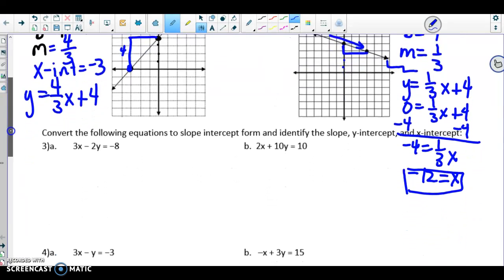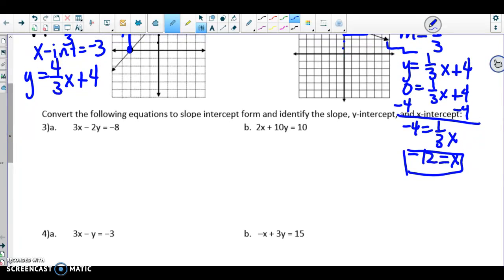Moving on. Convert the following to slope-intercept form. Identify the slope, the y-intercept, and the x-intercept. So we're looking also for slope, y-intercept, and x-intercept. I know I kind of went over that, but it'll work. So if I want to go into slope-intercept form, that means I'm solving for y. So I've got some manipulations to do.